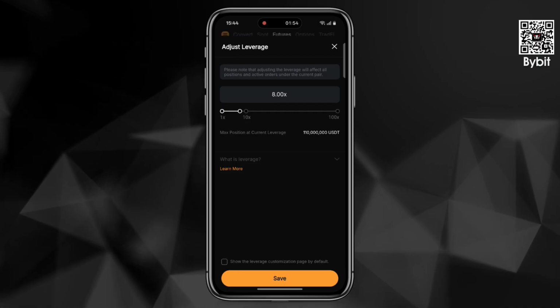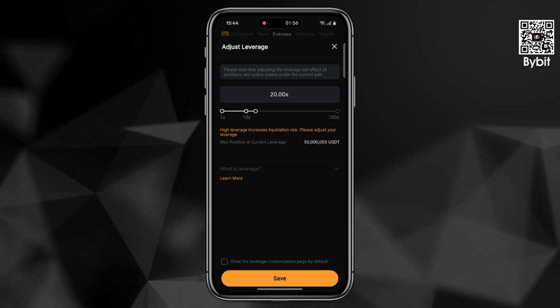For futures copy trading, set your own leverage. For instance, 5x is safer. Even if the trader uses 20x, your trades will only open with your leverage. After all the settings, click confirm and the copying will begin.